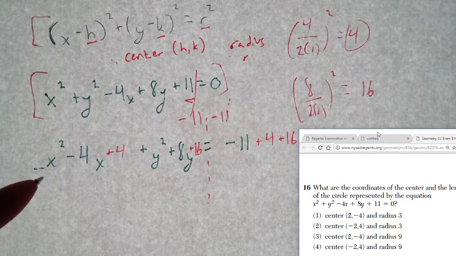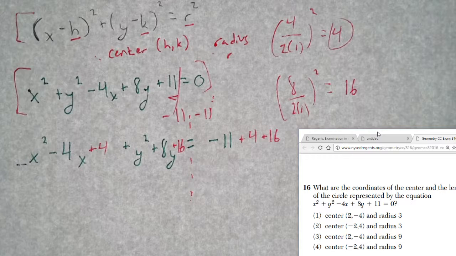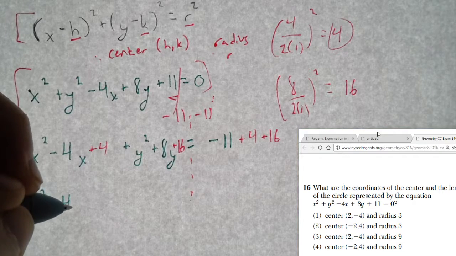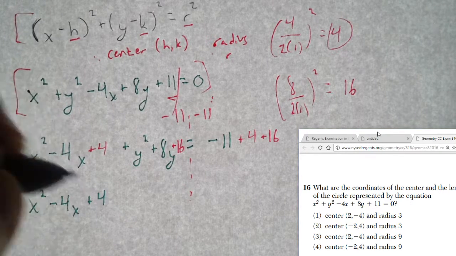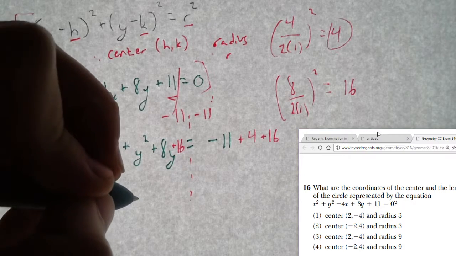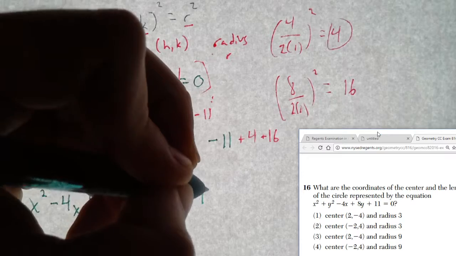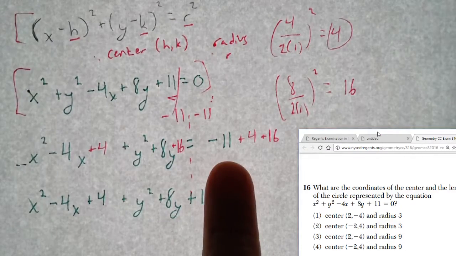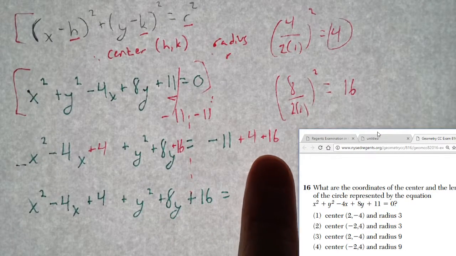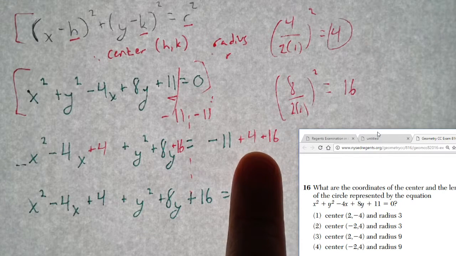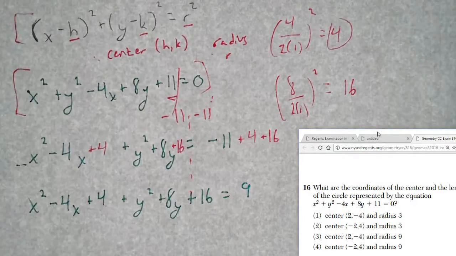Now what I need to do, let me rewrite it so it looks kind of nicer. So I'm going to rewrite it as x squared minus 4x plus 4 plus y squared plus 8y plus 16 is equal to negative 11 plus positive 16 is positive 5 plus 4 more should be positive 9.